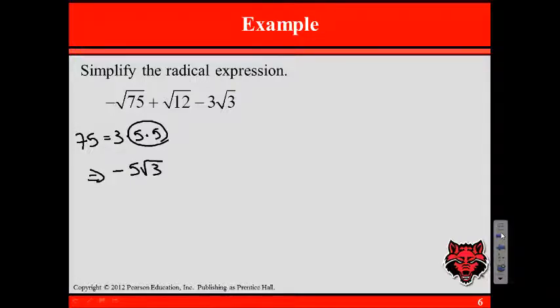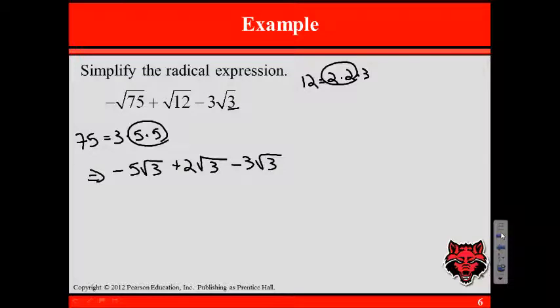Let's do the same thing with 12. The prime factorization of 12 is 2 times 2 times 3. So we have an identical pair of 2s. We bring the 2 to the outside. This is plus 2 square root of 3. We have a 3 left underneath. And because 3 is prime, we don't even have to try it. We know it's not going to have identical pairs of factors. So we bring down minus 3 square root of 3.